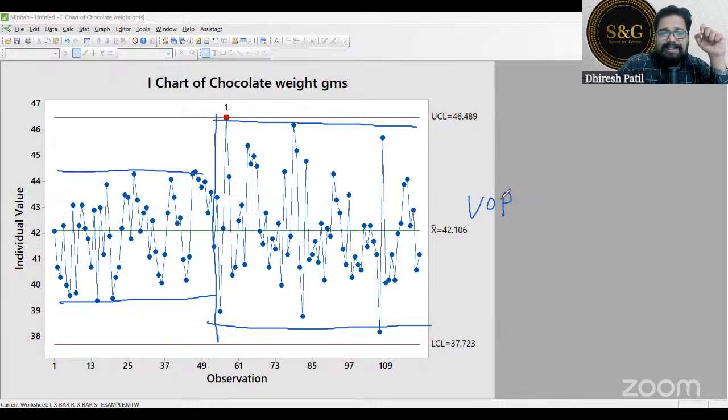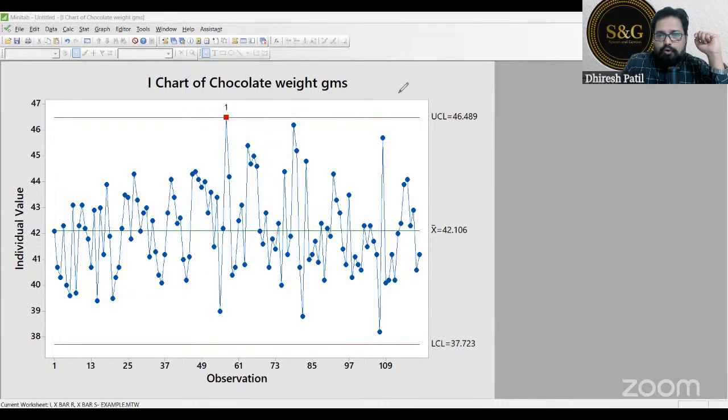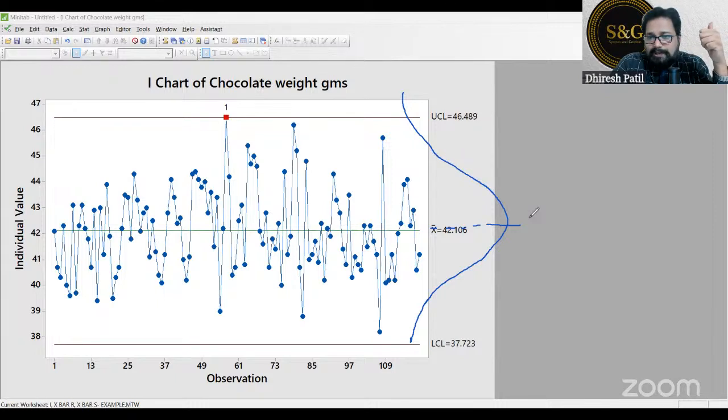Now this data, if I have to draw a histogram, it will look like this. How many of you got this? Just type yes in the chat box. The same data can be depicted in the histogram, just like this. So it's the same data. Is it clear?